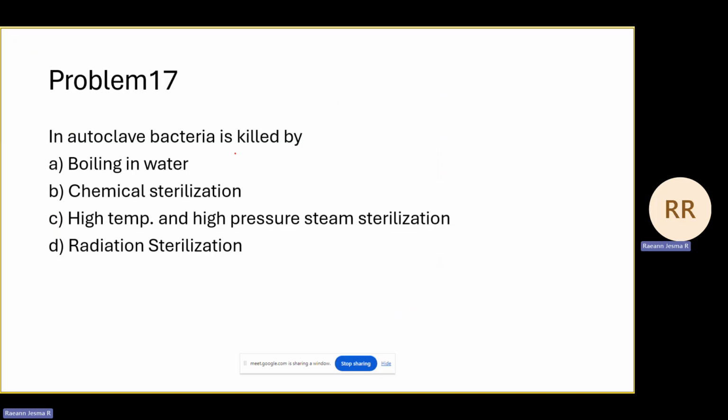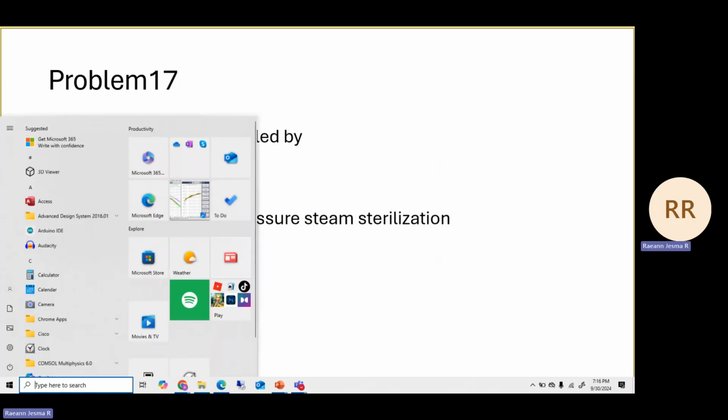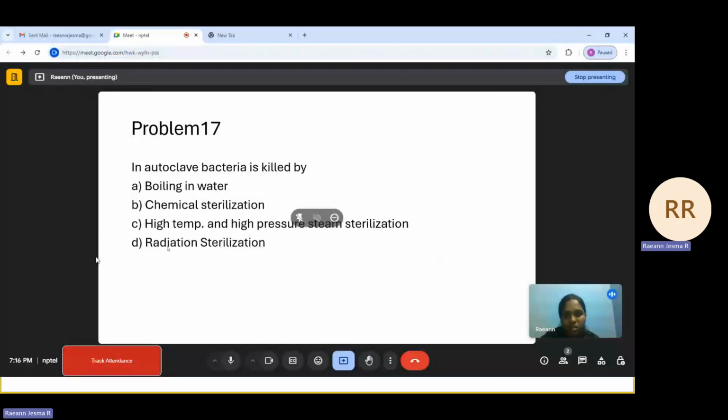In autoclave, bacteria is killed by option A, boiling in water, B, chemical sterilization, C, high temperature and high pressure steam sterilization, D, radiation sterilization. So this is kind of repetition of the previous question. What is the correct answer? Okay, the correct answer for this question is option C, high temperature and high pressure steam sterilization.